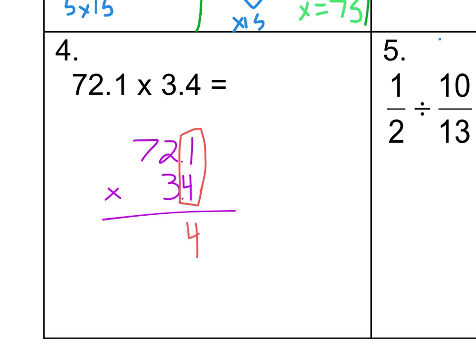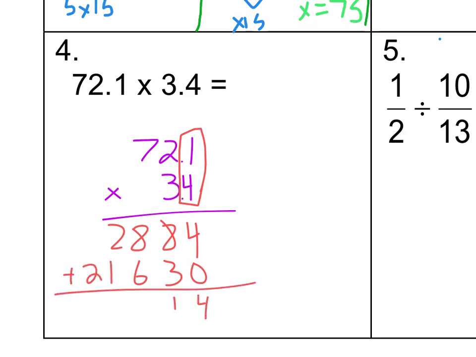4 times 1 is 4. 4 times 2 is 8. 4 times 7 is 28. Drop my 0 just like normal. 3 times 1 is 3. 3 times 2 is 6. 3 times 7 is 21. And now I'm just going to add them together. It's 11. 9 and 6 is 15. 3 and 1 is 4.